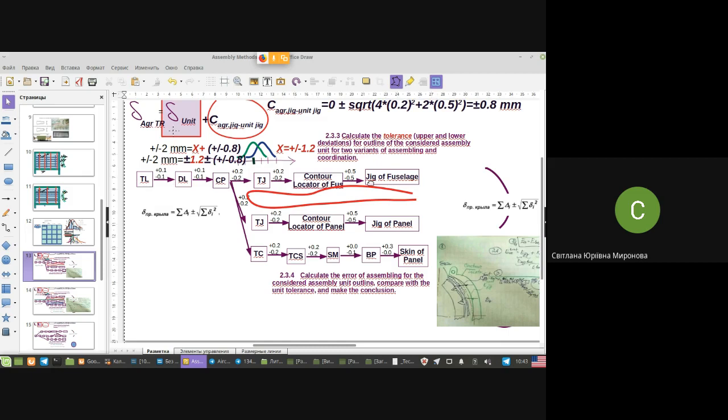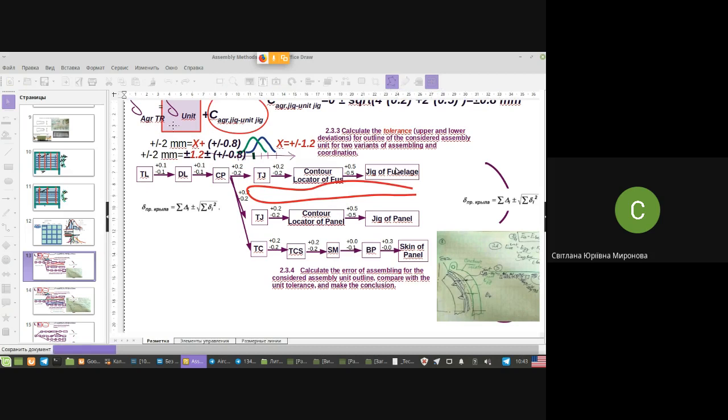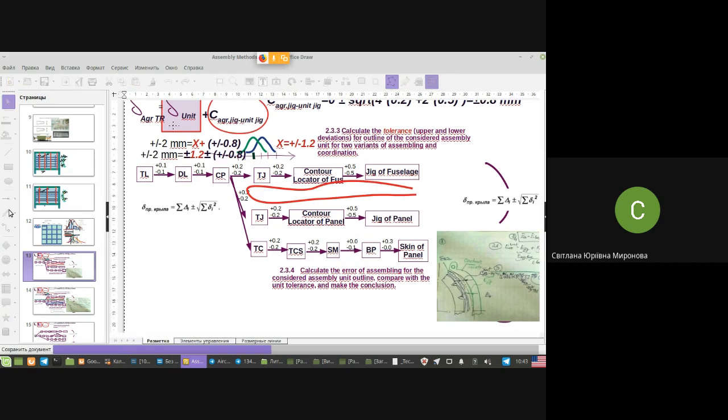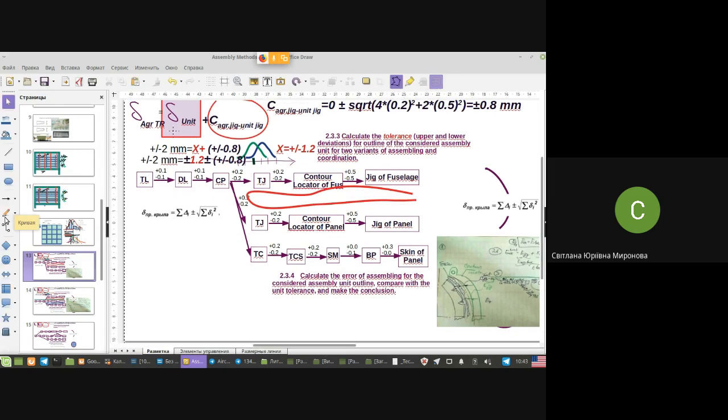I'm not interested to know what is separate accuracy of, no, here is jig of fuselage, not of rib, sorry. Jig of fuselage and jig of panel. In order to calculate the accuracy, I might use the way of calculation, as I said, passing like this and passing like that. But I'm not interested in separate accuracies. I'm interested in accuracy of coordination, in the difference of the accuracy.